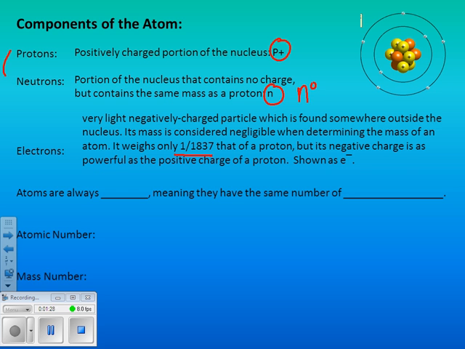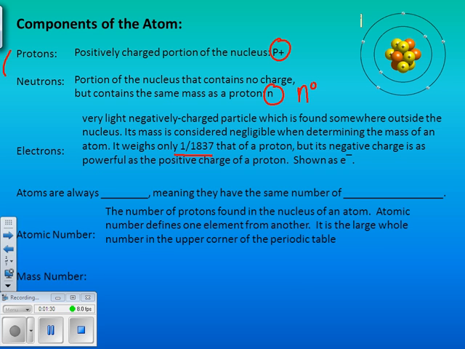So moving on. Atoms, oh, we missed the fill in the blank here. Atoms are always neutral, meaning that they have the same number of protons and electrons. Sorry about that. I'm just going to write the abbreviations.